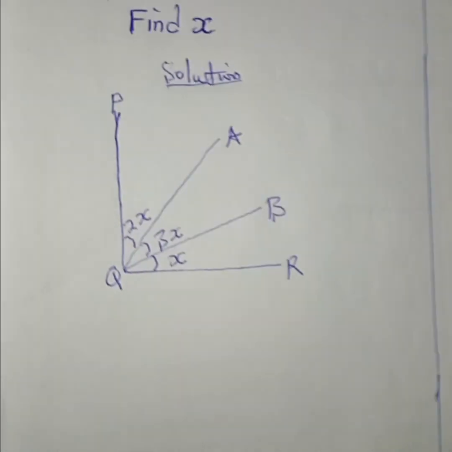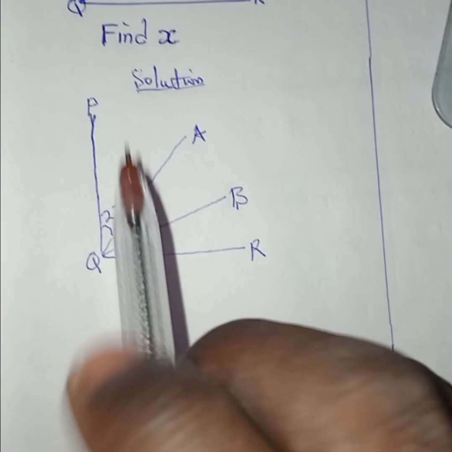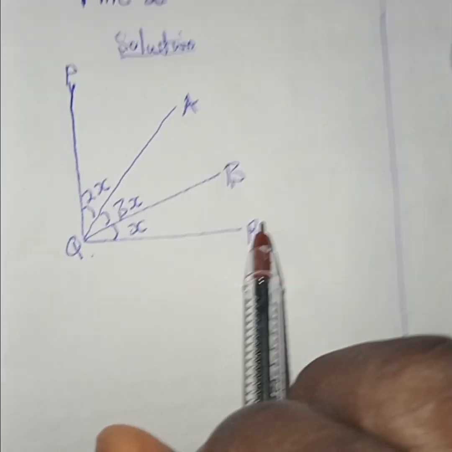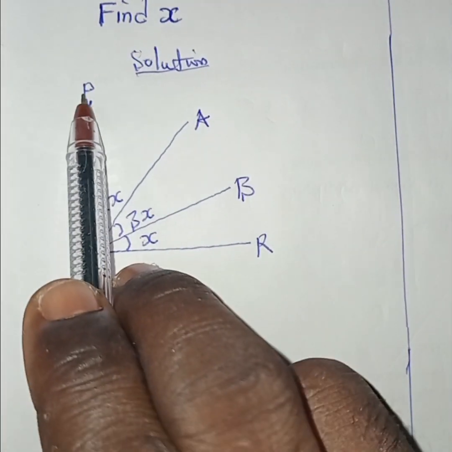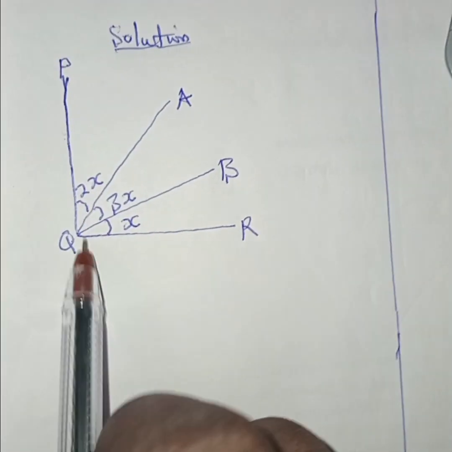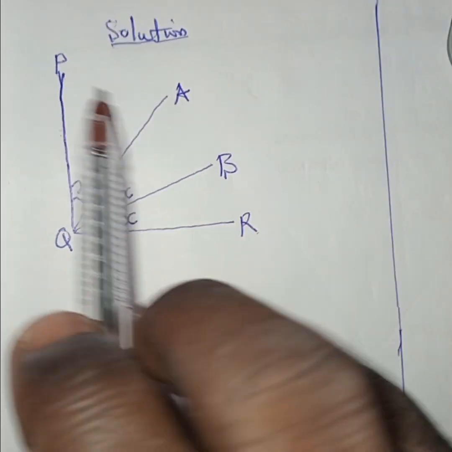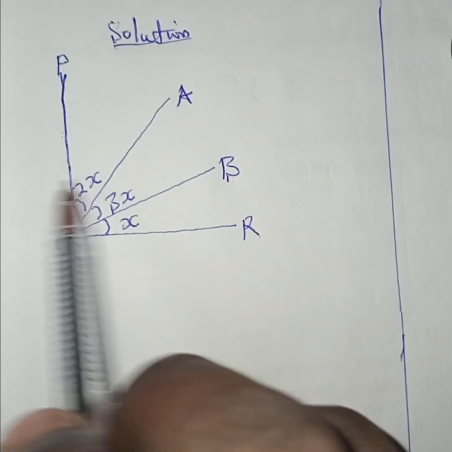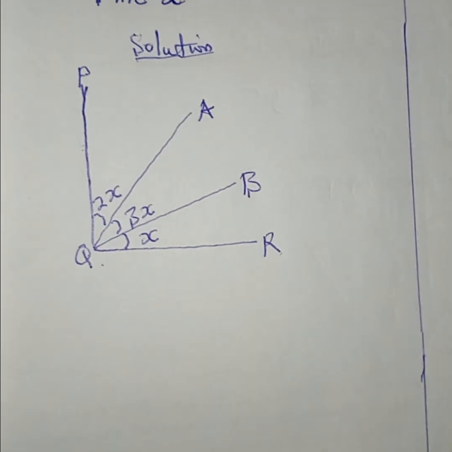All right. Now if you look at this line, PQ is perpendicular to QR. Are you getting it? PQ is perpendicular to QR. So if PQ is perpendicular to QR, it means that the angle inside this full diagram is 90 degrees. Do you get it?